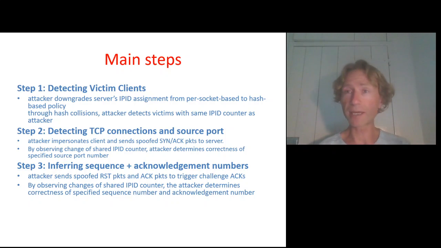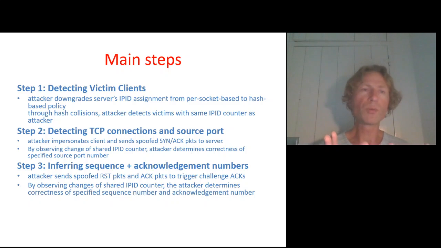And as a last step, a final step, we're going to infer the sequence number and the acknowledgement number. And we do this again by sending spoofed packets, in this particular case, reset packets and acknowledgement packets, which will trigger these challenge ACKs. And again, we look at changes in the shared IP ID counter to determine the correctness of our guesses for the sequence number and the acknowledgement number. Now, the principles are similar, right? So we look at the challenge ACKs to determine whether or not the guesses that we made are correct. But we approach it, as we shall see, a little bit differently.